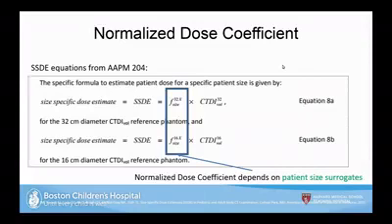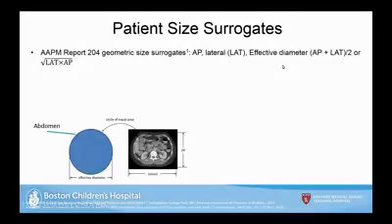So what are patient size surrogates? AAPM Report 204 came out with the geometric patient size surrogates. If you look at the image here, you have AP and lateral. This is a CT axial image. If you combine the AP and lateral components, you can do it in two ways: you can take the average of the two or the square root of the product. You'll get a circle of equal area with a diameter known as the effective diameter. So this is an example for the abdomen.